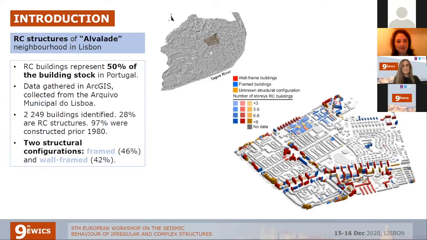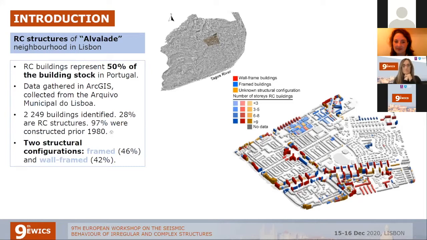Just to mention, only in Portugal, the reinforced concrete buildings represent 50% of the total building stock. The information about these buildings was collected from the Arquivo Municipal de Lisboa. We went there plenty of times and we gathered this information in the ArcGIS software. We identified more than 2,000 buildings, of which 28% were reinforced concrete structures, and more than 97% of them were constructed prior to 1980, which is the year in which the first seismic code was published in Portugal.